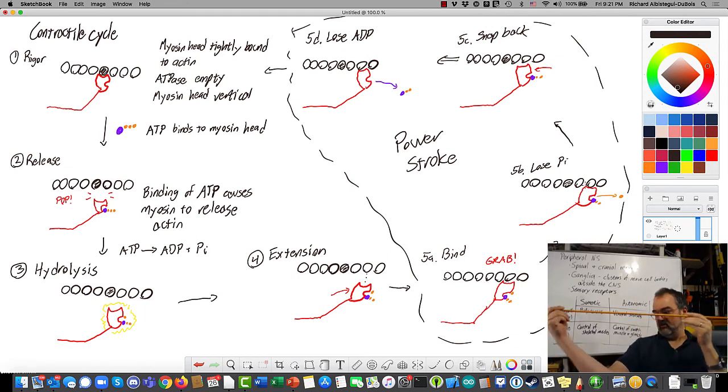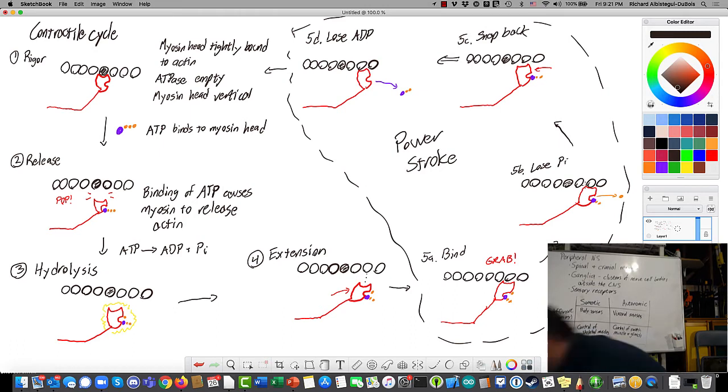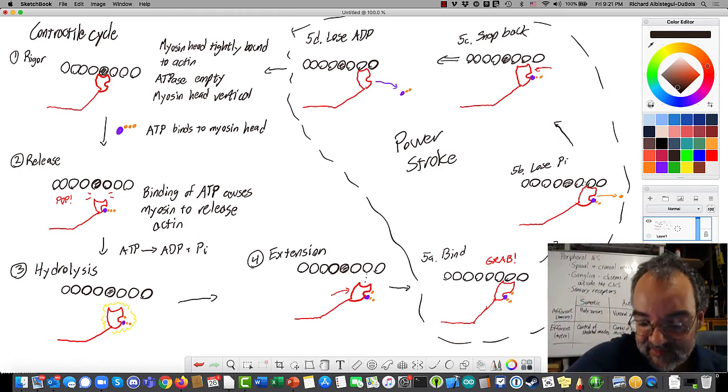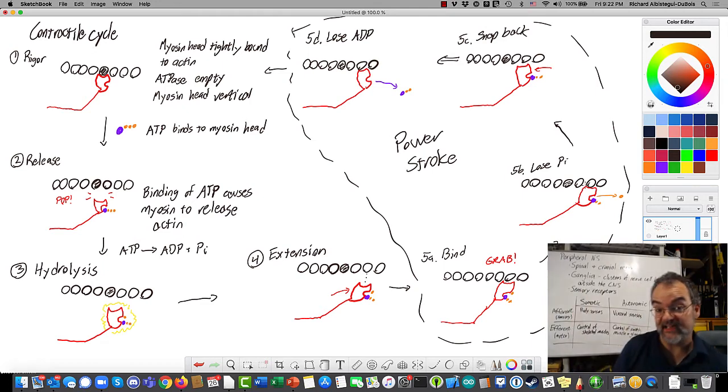So we start in rigor. The next thing that happens is ATP comes along, binds to the myosin, which causes it to release. So now we're in the release state. Next step is hydrolysis. We separate out that third phosphate. They both stay there on the myosin. So then extension, we stretch out, then the power stroke. Bind, lose the phosphate, snap back, lose the ADP. Now we're back in rigor, ready to go again. And we'll keep doing that as long as we can.